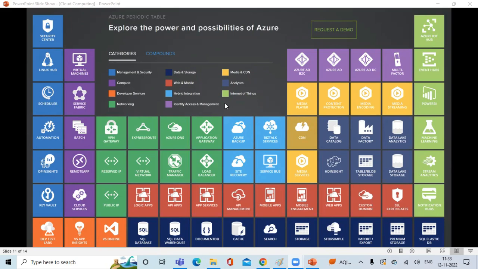As we have in Flipkart as well, we have men's fashion, women's fashion, kitchen appliances, electronic gadgets, like that. So these are the categories, and these are the different services. These are the offerings by Microsoft.